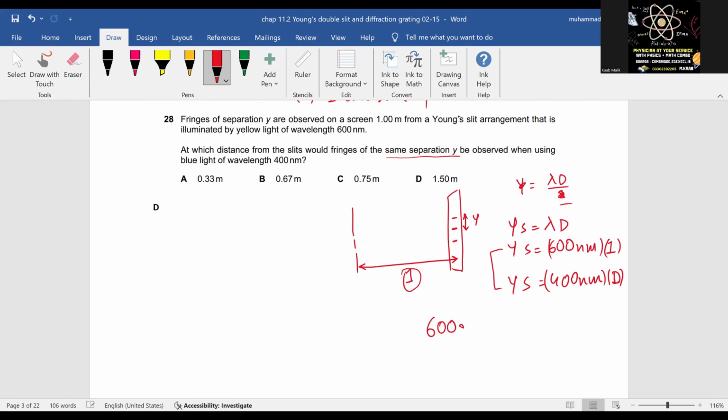So 600 nanometer times 1 equals 400 nanometer times d. The nanometer goes out. 600 divided by 400 equals d, so 3 over 2, which is 1.5. Irfan, are you getting it? Guys, are you all getting it? Yeah. Right.